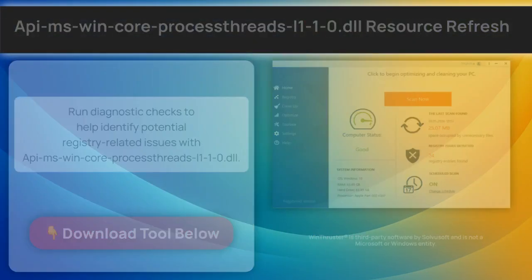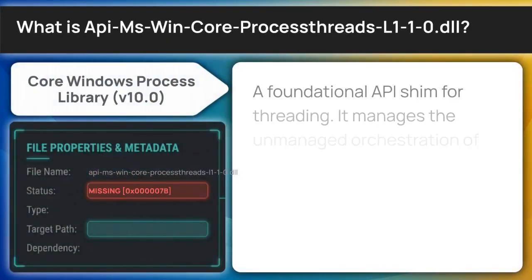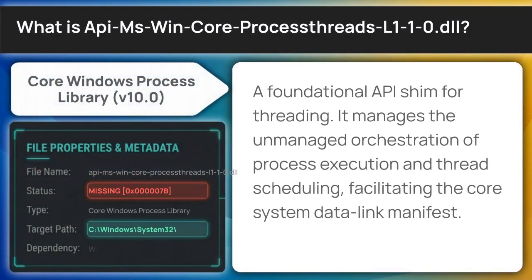This is the core process and threads API, a foundational API shim for threading. It manages the unmanaged orchestration of process execution and thread scheduling, facilitating the core system data link manifest.